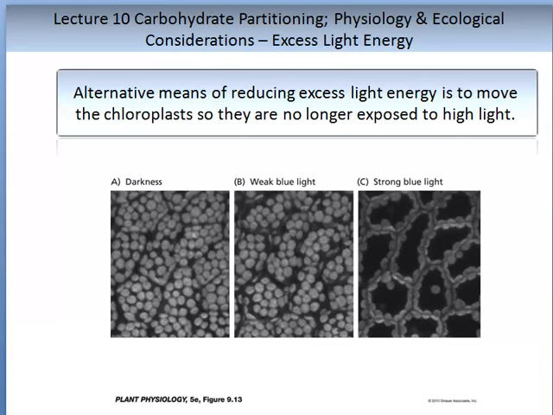An alternative method for reducing excess light energy is to move the chloroplasts so that this excess energy is no longer in contact with the chloroplasts, and therefore they are not exposed to the damage. In the experiment you can see images of chloroplasts that have evolved under the darkness, weak blue light and strong blue light, and you can actually see these moving here.